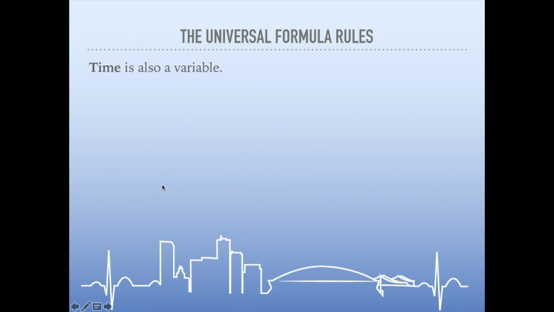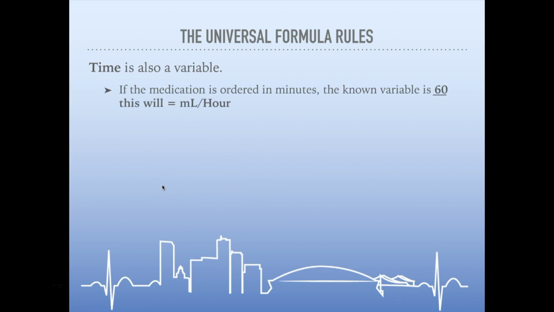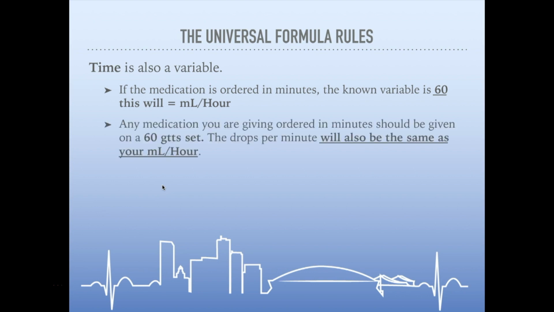Time is also a variable. If the medication is ordered in minutes, the known variable is 60. This is what gives us our milliliters per hour. If you're a pre-hospital provider, any medication you're giving ordered in minutes should be given on a 60 drop set. The drops per minute will also be the same as your milliliters per hour.